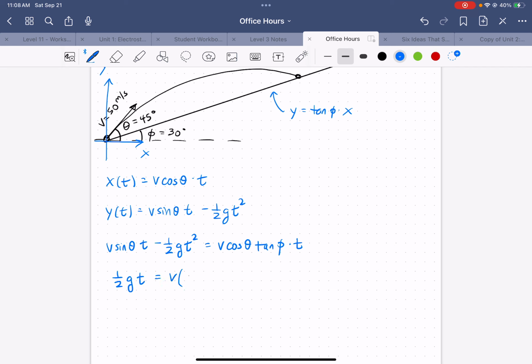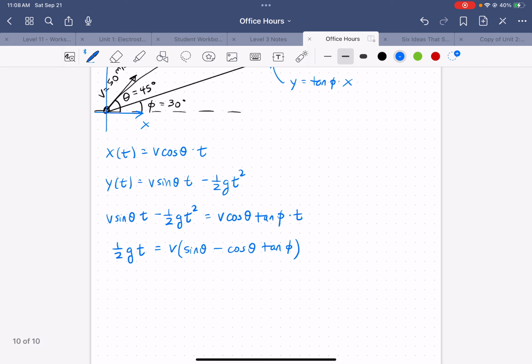And then a couple more steps give me that the time is equal to v times sine of theta minus cosine theta tangent phi, all multiplied by 2 and divided by g. So when I plug in all of the numbers that I gave at the beginning of the problem, I won't go through the details there. We should get that the projectile lands at a time of about 3.05 seconds.